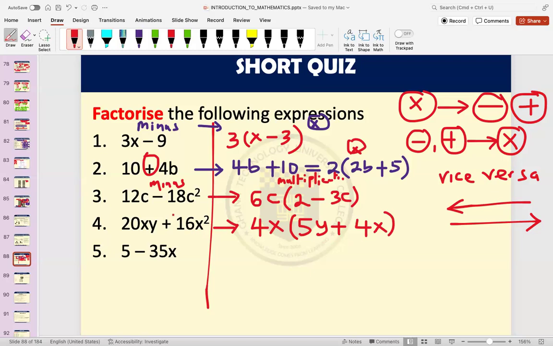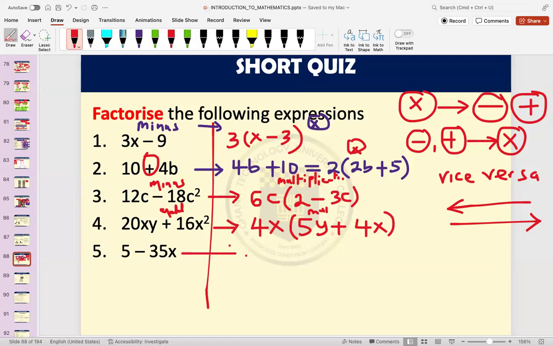So again, we have changed addition to multiplication. The moment you get a number outside the bracket, it means you have changed it to multiplication.